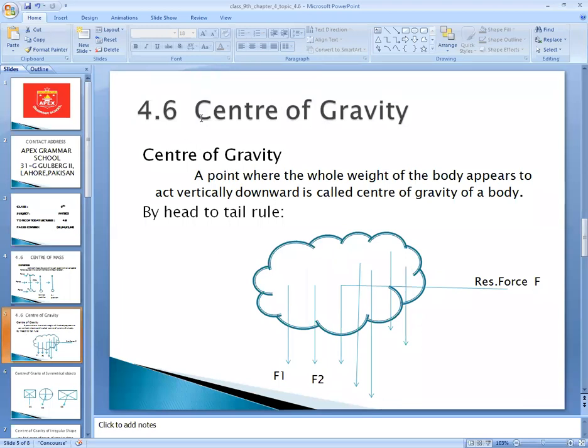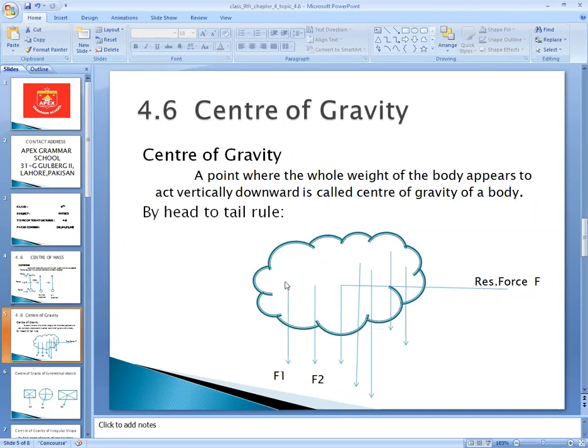Now I'm going to read center of gravity: a point where the whole weight of the body is acting downward. Weight is the force with which the earth attracts the body towards its center. So this is the weight. The weight of the body appears to act vertically downward.